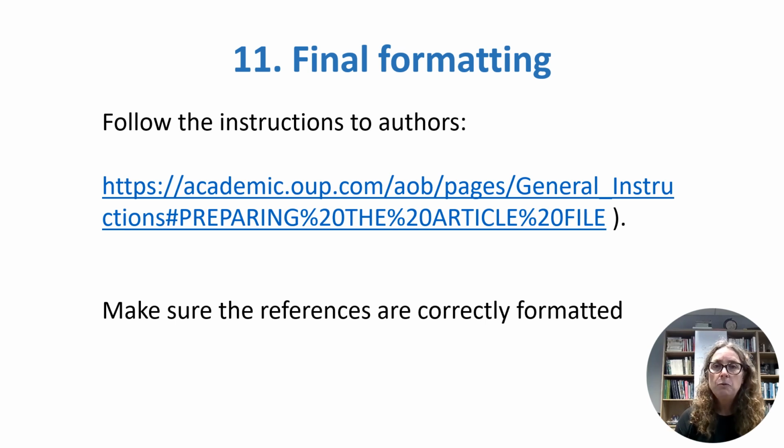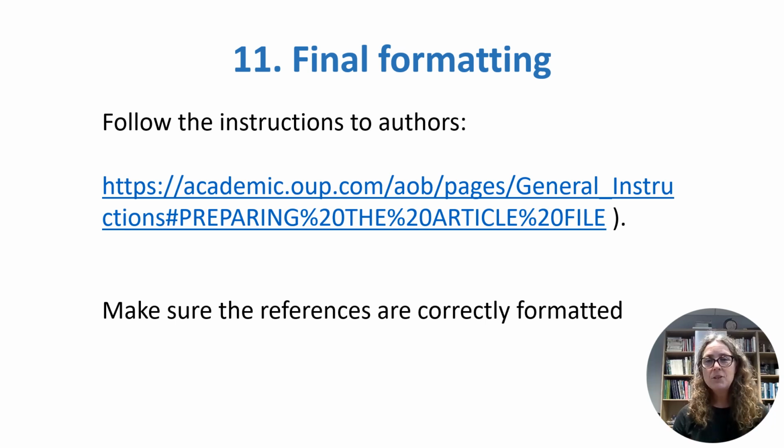Okay, the final formatting is also important. What we're asking you to do in this assignment is to actually follow the instructions to authors as if you were going to submit the paper to a real journal. And the journal is the Annals of Botany. And so you can look up their instructions. And when you submit a scientific paper, you actually need to do things the way they expect, because otherwise it looks like you don't know how the game is played and what you're supposed to do.